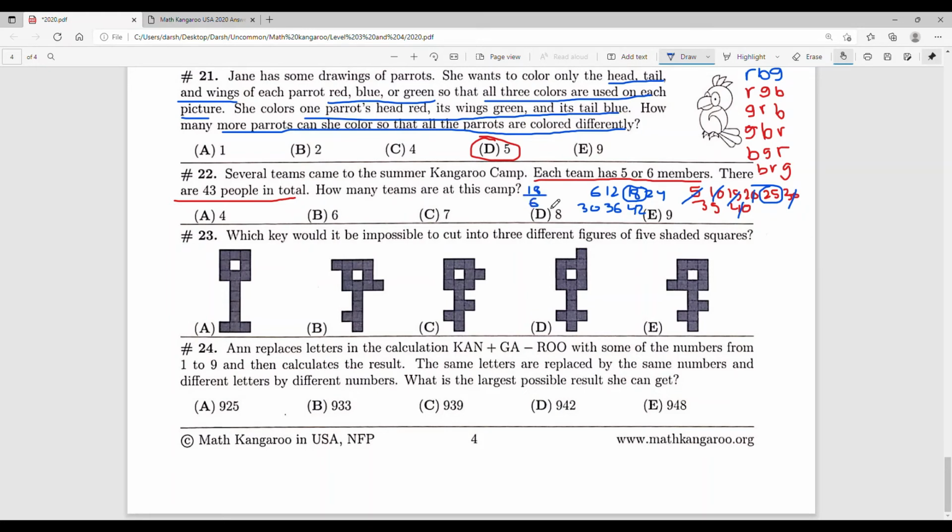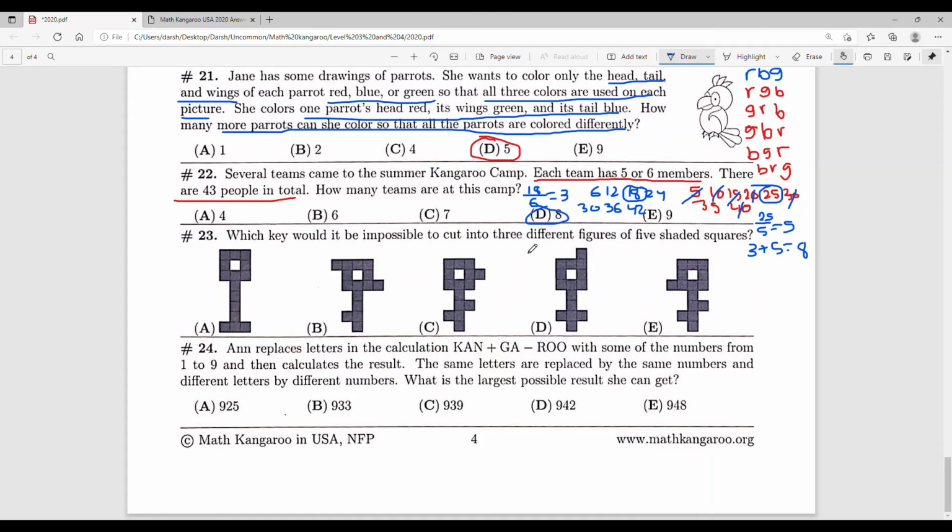18 divided by 6 equals 3. So there's 3 teams of 6. And now we have 25. 25 is a multiple of 5, and 25 divided by 5 equals 5. So 3 teams of 6, 5 teams of 5. So we add 3 plus 5, and we get 8. So the answer for number 22 is D, 8.